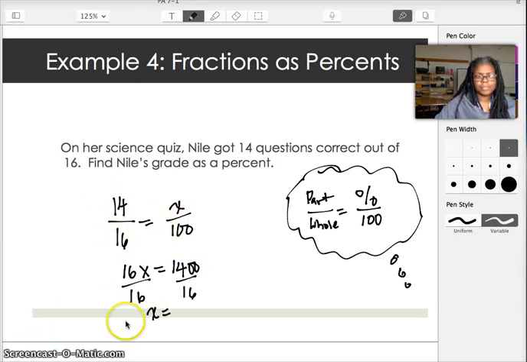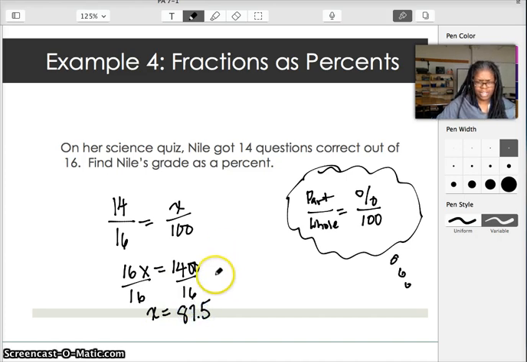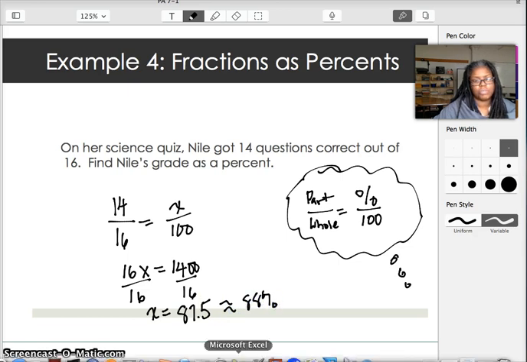So when I divide both sides by 16, what will we get? I think 87.5, something like that. I'd probably use a calculator to figure it out. You could also rock some long division. That's not a problem. So this is the grade that we get, possibly rounded to an 88. So she'd get a B+ on this particular quiz. All right, let's take a look at, I think we have one more example.